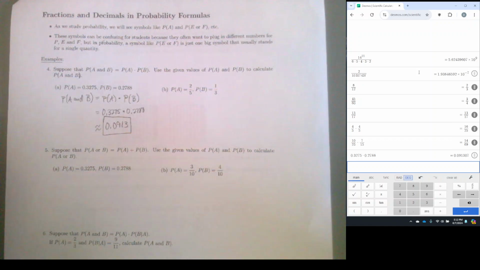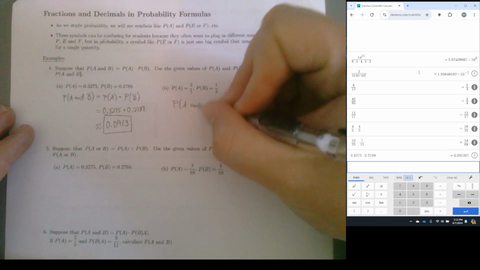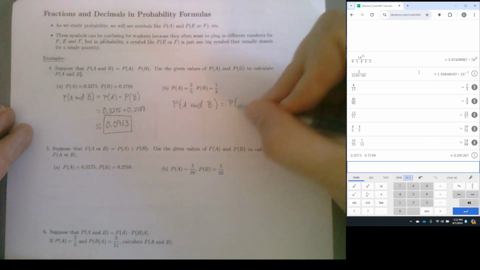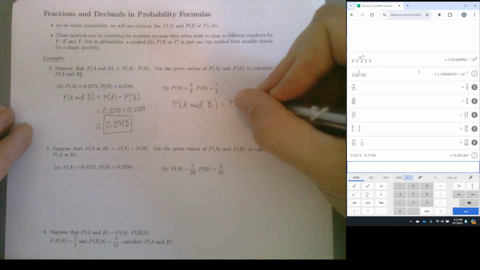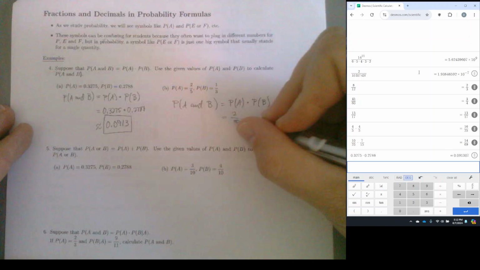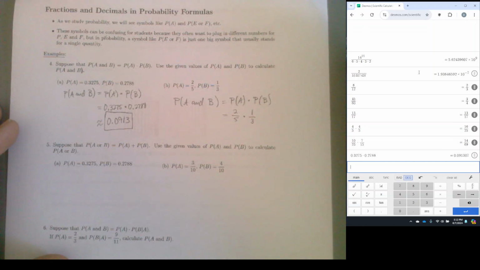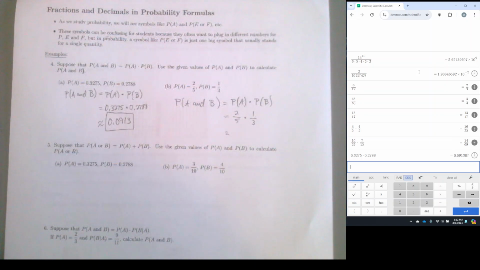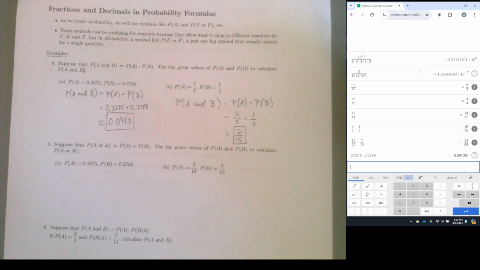Same thing goes if you're trying to punch in fractions, right? Again, we're told that probability of A and B is probability of A times probability of B. The probability of A is 2/5 and the probability of B is 1/3. And I can type that into my calculator, but this should just be 2/15. Okay, so that's how that works.